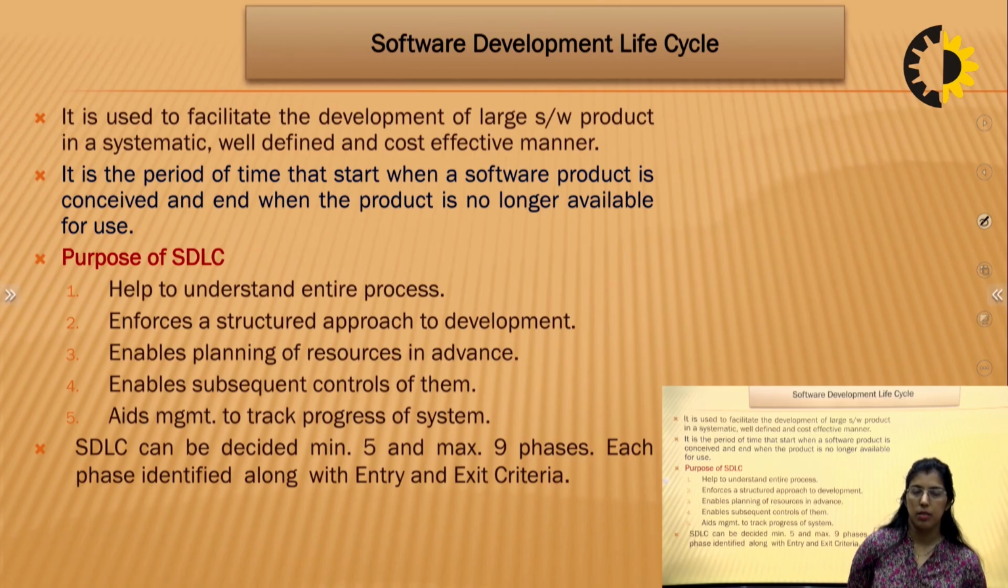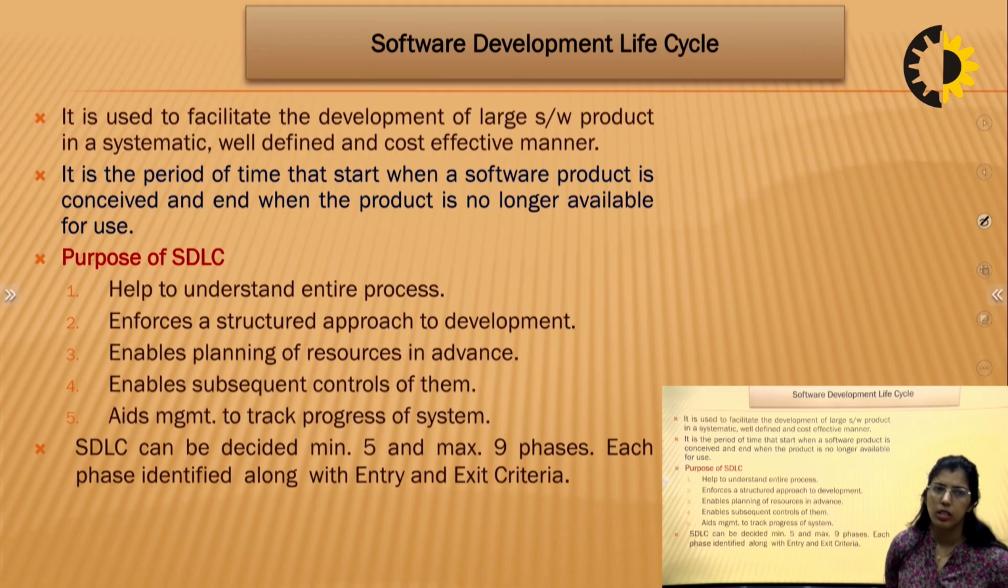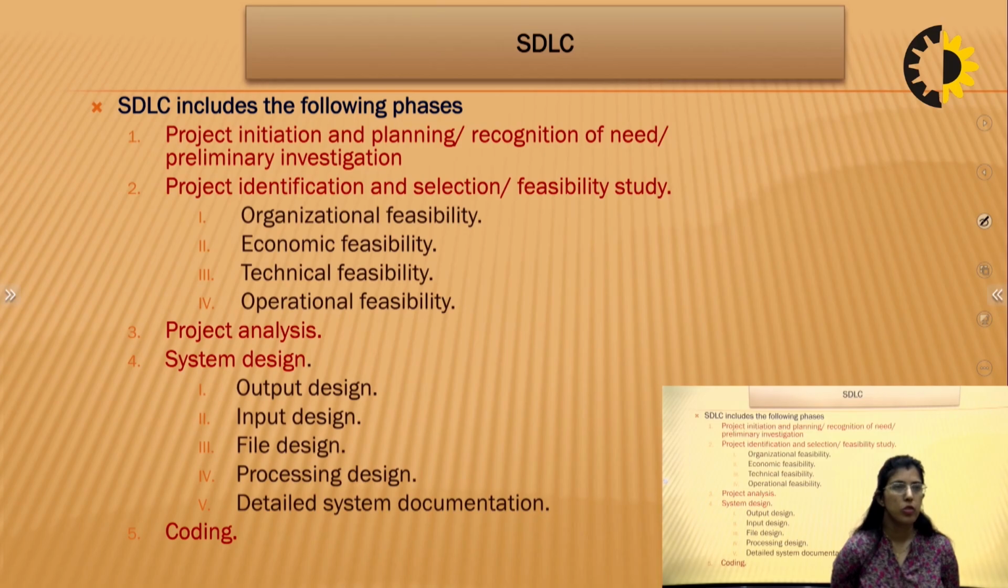SDLC can be decided into minimum 5 and maximum 9 phases. These phases are identified along with entry and exit criteria. So SDLC includes the following phases. First one is your project initiation and planning, recognition of needs, preliminary investigations and all. Second is your project identification and selection, feasibility study, which includes different feasibility: organizational, economic, technical, operational. Third is your project analysis. Fourth is your system design, which includes output, input, file, processing, detailed system documentation along with it.